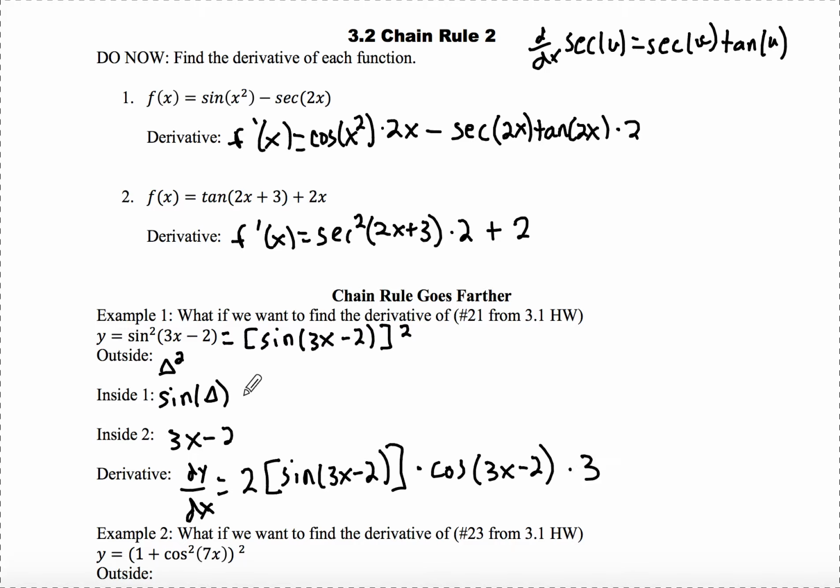Notice I'm really only taking the derivative of one function or one kind of thing at a time, right? I'm taking the derivative of the squared first, leaving its inside, taking the derivative of the sine, leaving its inside, taking the derivative of its inside, and there we go. This can be, I understand, still a little confusing. So let's take a look at another example.